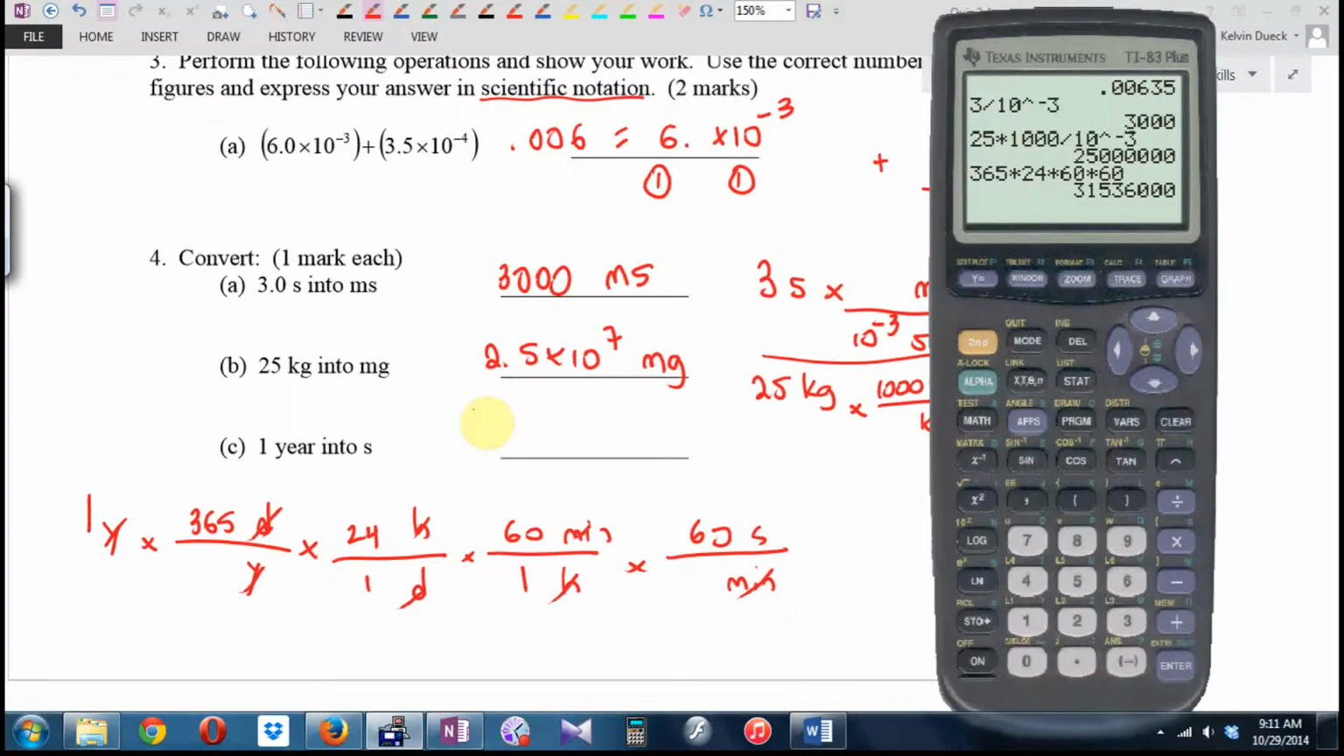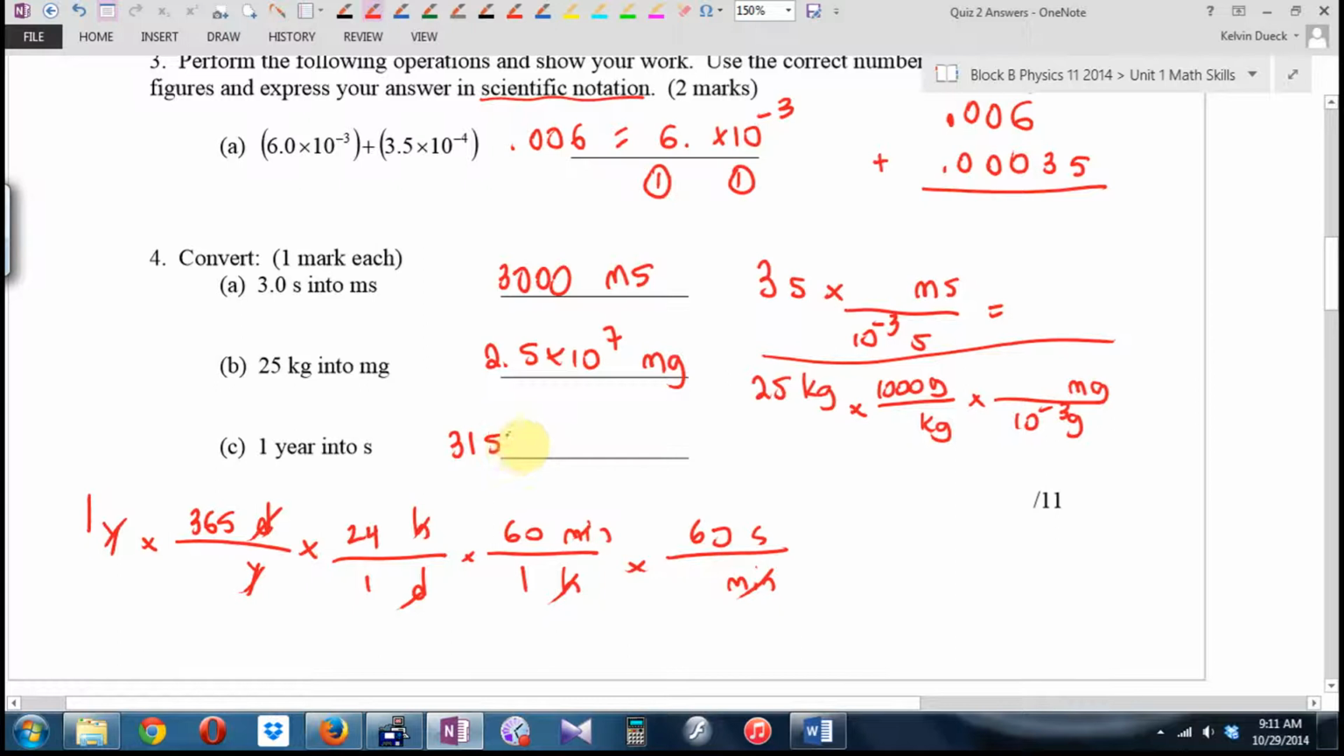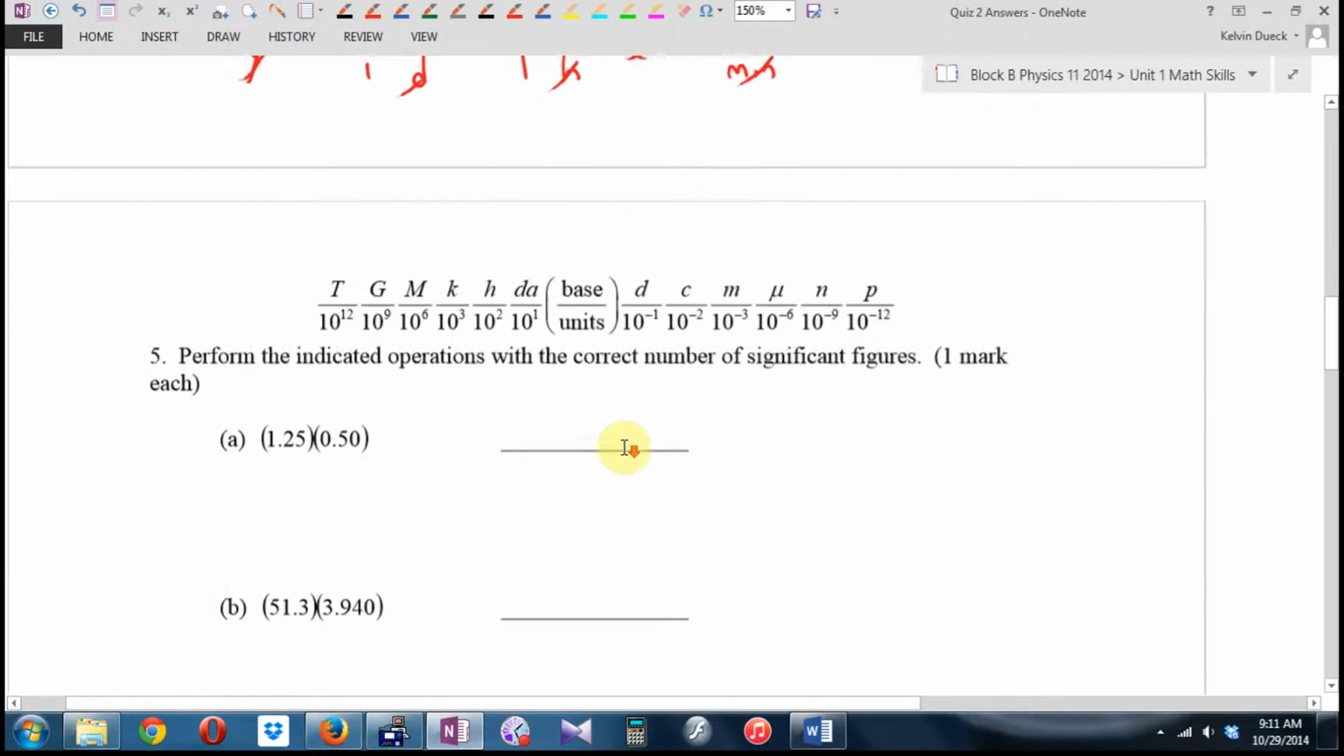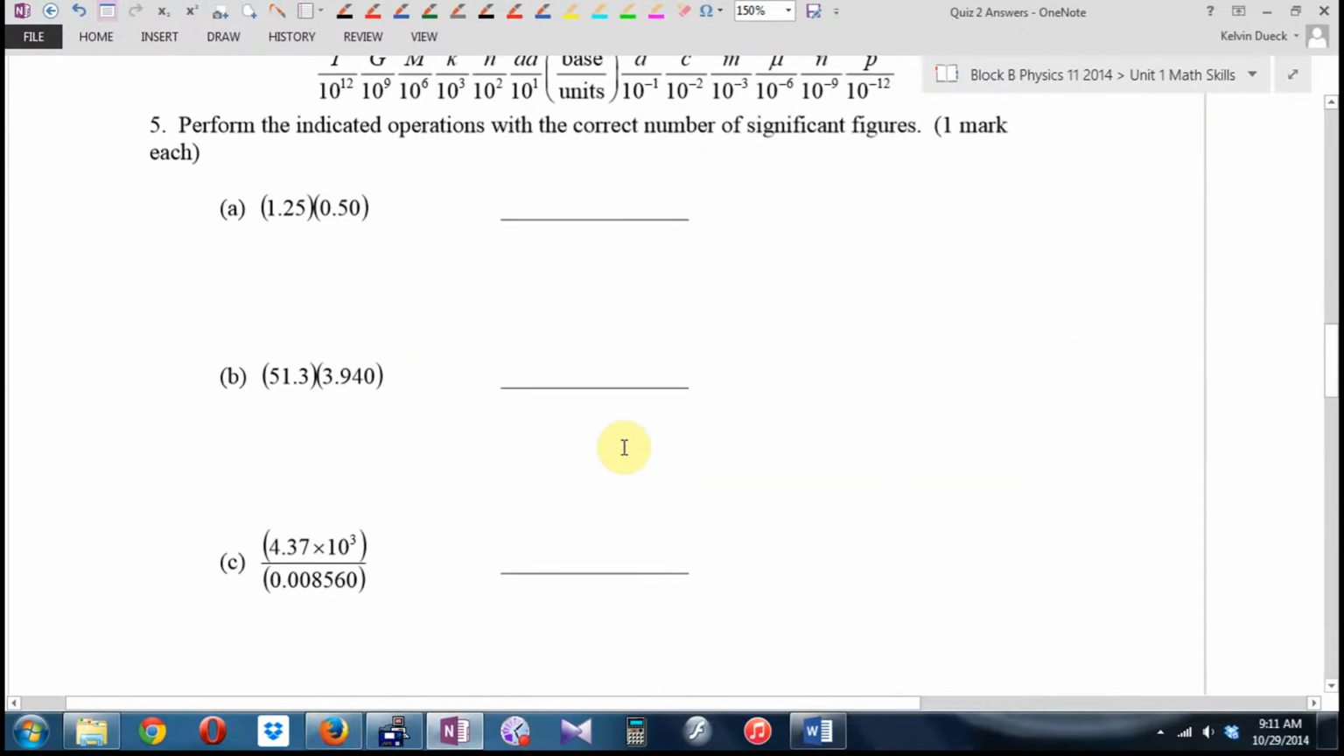31536 and 3 zeros seconds. If you round it off to scientific notation, if you went 3.15 times 10 or something like that, I'm fine with that too. It'd be times 10 to the 1, 2, 3, 4, 5, 6, 7. Turn the page. More sig figs.